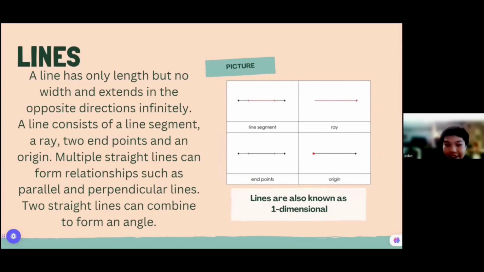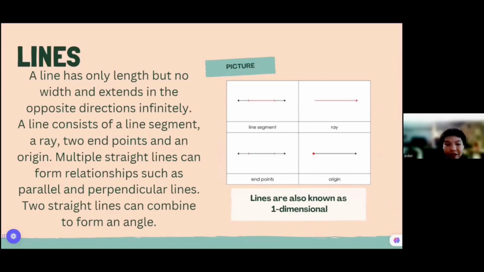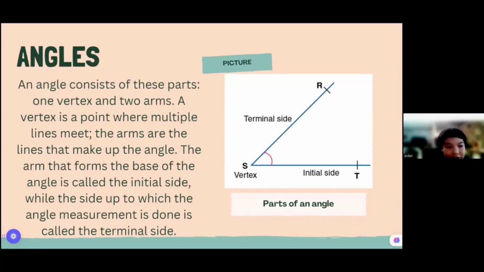Okay, so the next one is lines. A line has only length but no width and extends in the opposite direction infinitely. So this is a line like this one you can see in the pictures. Multiple straight lines can form relationships such as parallel and perpendicular lines. Two straight lines can combine to form an angle like this. So the last one of this subtopic is angles.